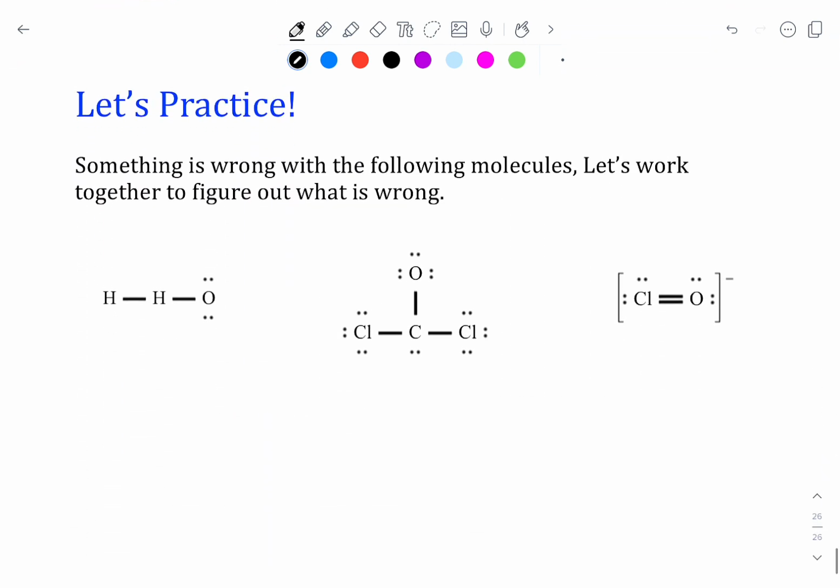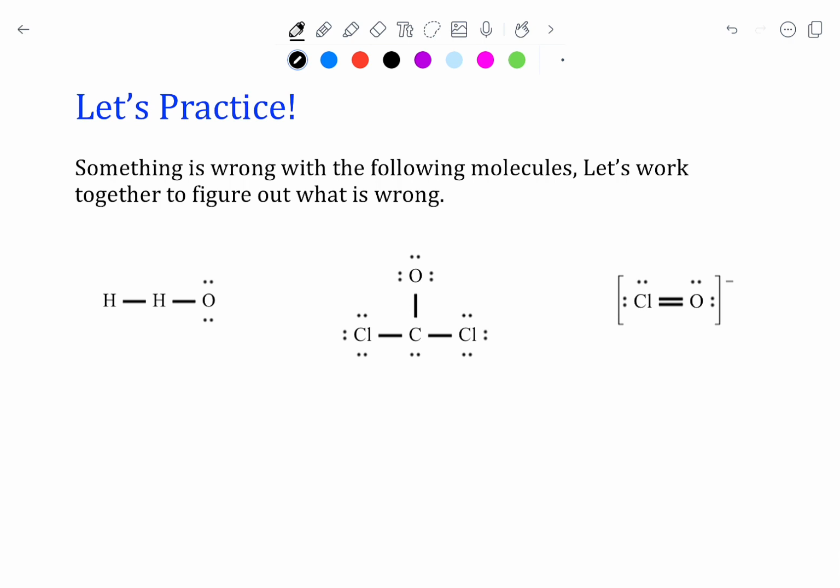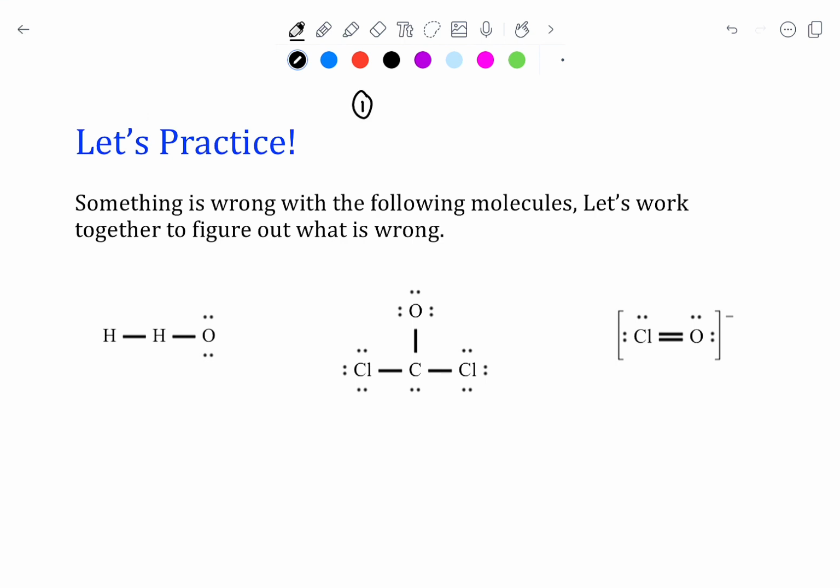On our last set of problems here, what I want you to do is pause the video and try to figure out what's wrong with these, using our steps of first, count your valence, and check the molecule, and then check octets. So pause the video, use our 2 rules for each of these compounds to double check and see what is wrong with each structure.